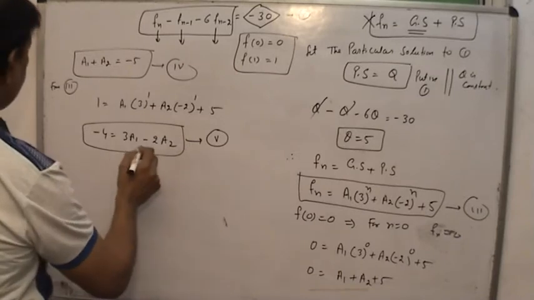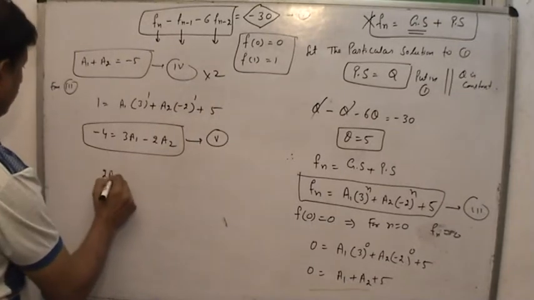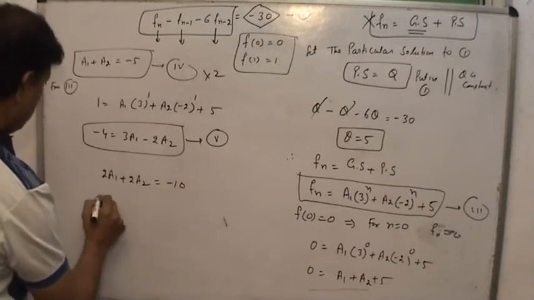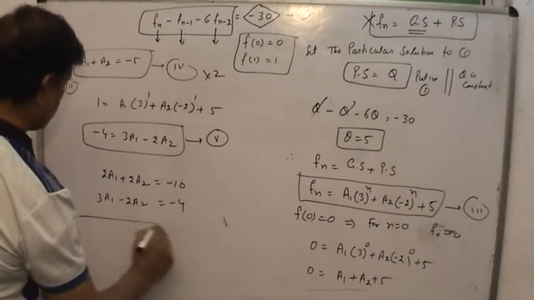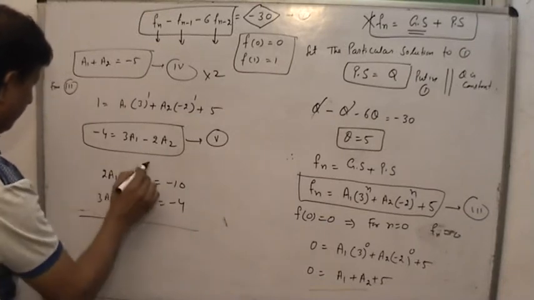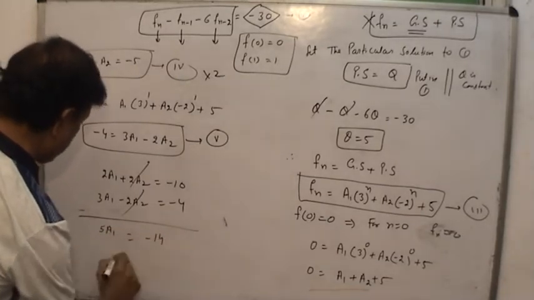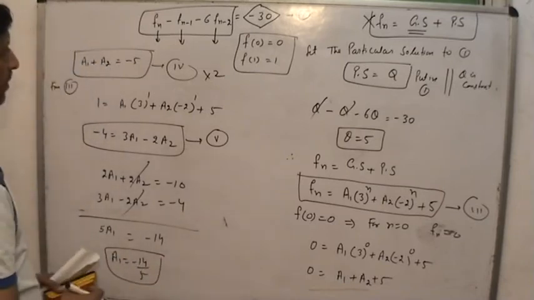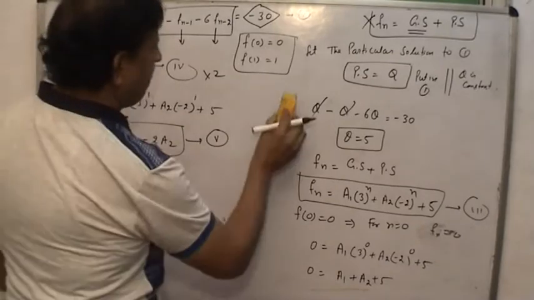Here, multiply equation 4 by 2, that is 2A1 plus 2A2 is equal to minus 10. And 3A1 minus 2A2 is equal to minus 4. Add both the equations, it will be better. That is 5A1 is equal to minus 14, and A1 is equal to minus 14 upon 5. Then we can find the second constant from either this or this equation.